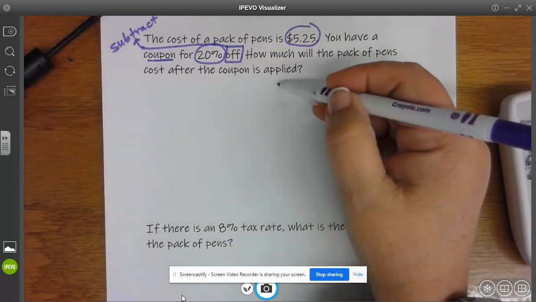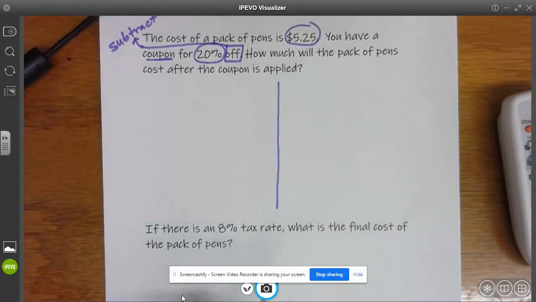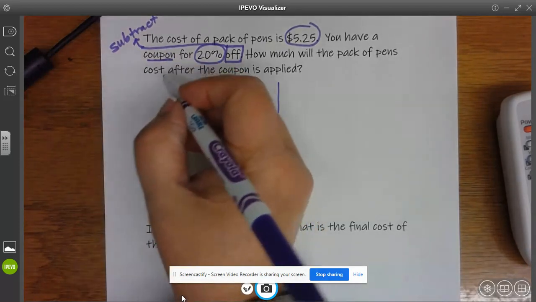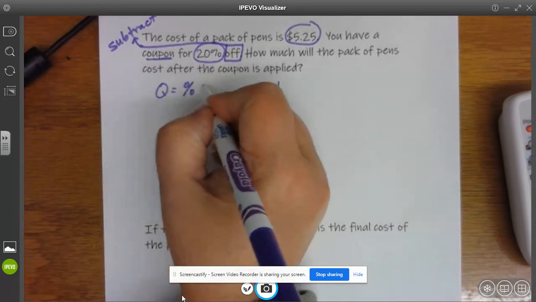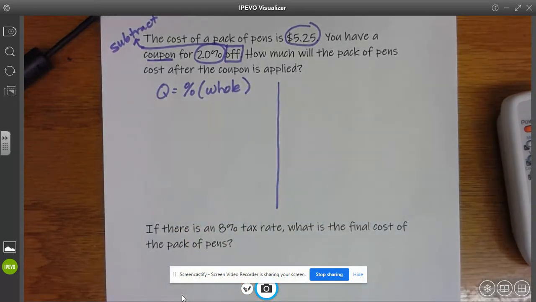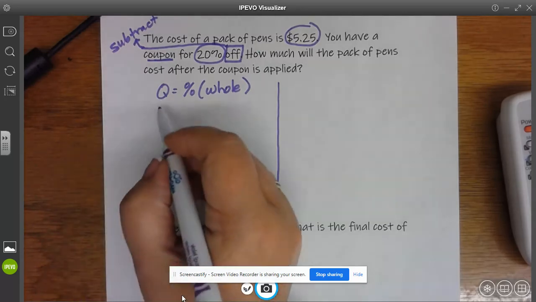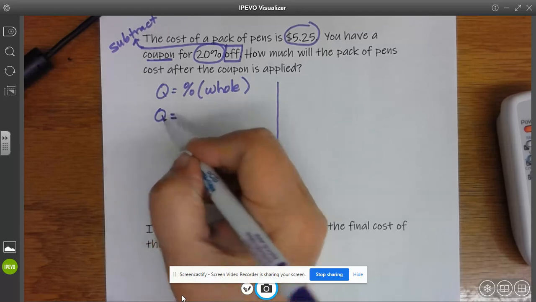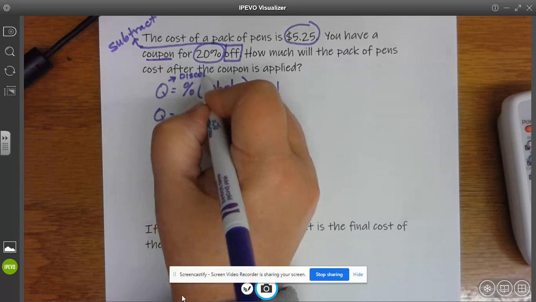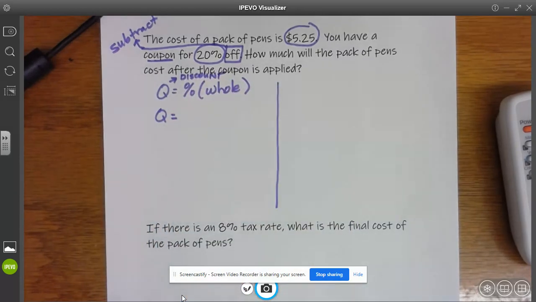All right, I'm going to show you two different ways. So I'm going to draw a little line here to separate the two ways. We're still going to use our same formula, quantity equals percent times whole. Okay, so if it's 20% off, 20% is a piece of the price. It's a part of the price. So the 20% off is what we're looking for. So our Q will stay the same. Okay, the Q is actually going to be our discount amount. That's how much we're going to take off the price of the pens once we calculate it.